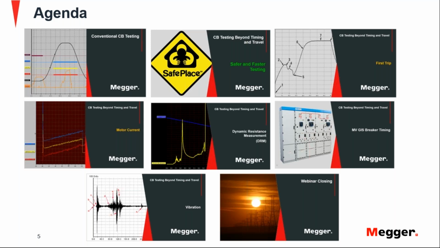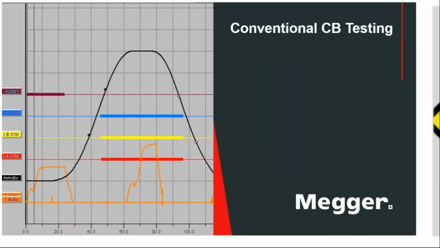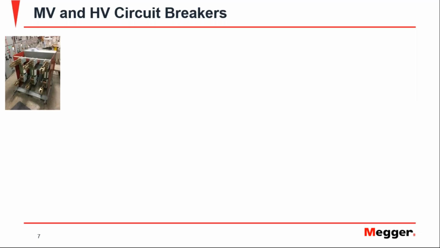Then we are going to discuss different tests that can be performed to obtain more information from the testing activity on a breaker, and some advanced techniques and other techniques to be able to test a breaker. Sometimes it's not that easy to test a breaker, so we're going to discuss that as well. And that's the agenda for today. Let's start with conventional circuit breaker testing.